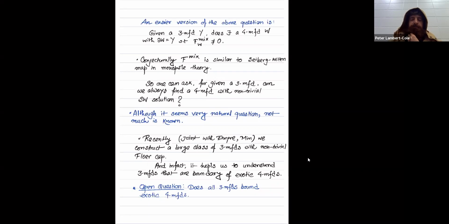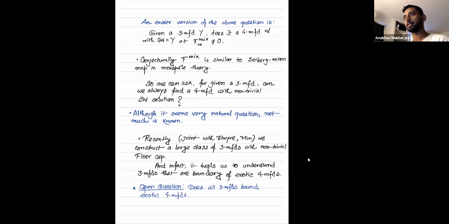So what's your definition of exotic here? Exotic means they are homeomorphic but not diffeomorphic. So you mean, do all three-manifolds bound different, non-diffeomorphic but homeomorphic caps? Yes. I see. You should say exotic pairs. Exotic pairs, right? Yes, exotic pairs.